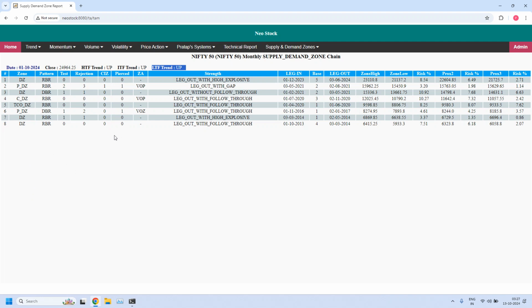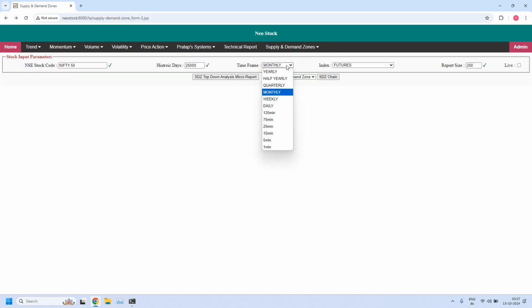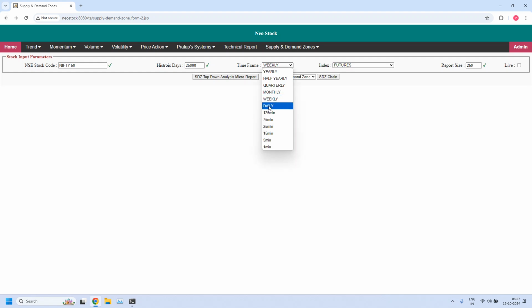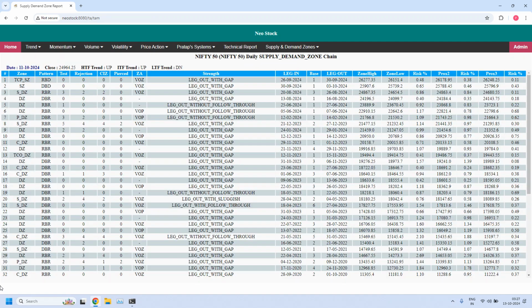And for the rest of the reports you need to pause the video. After study you have to proceed. Please remember these points. Okay, next time frame is weekly. I am generating weekly supply demand zone chain for NIFTY. Okay, the next time frame is daily, generating daily supply demand zone chain for NIFTY.